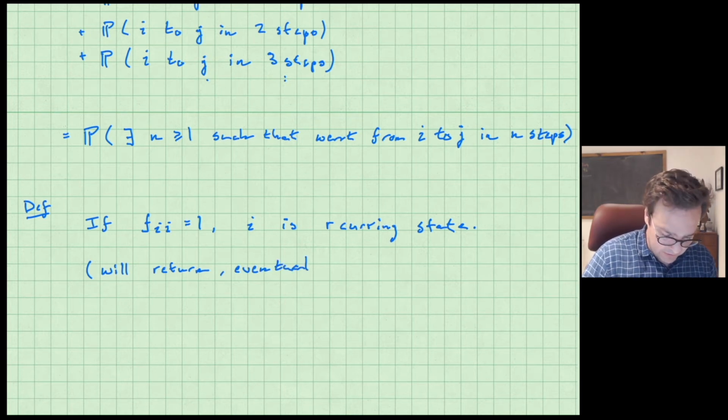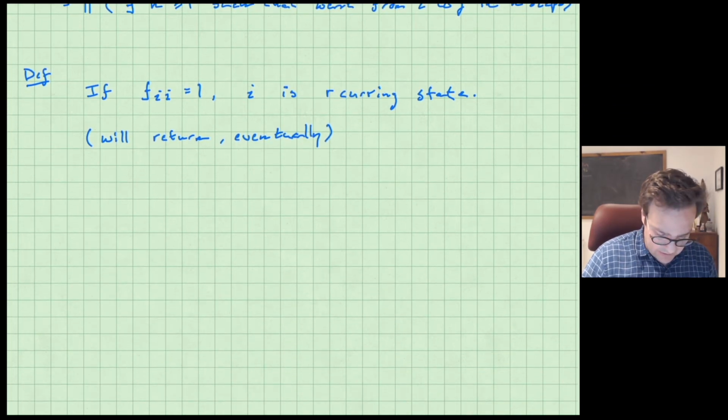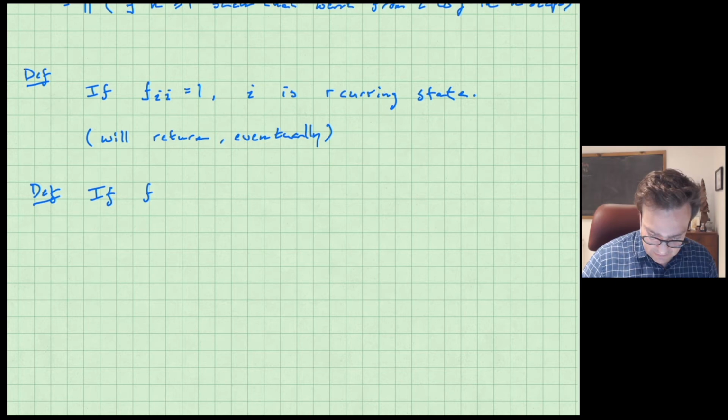Okay, the next thing is similar. So the definition for this one: if F_ii is less than 1, then I gets a different name. It's called a transient state.